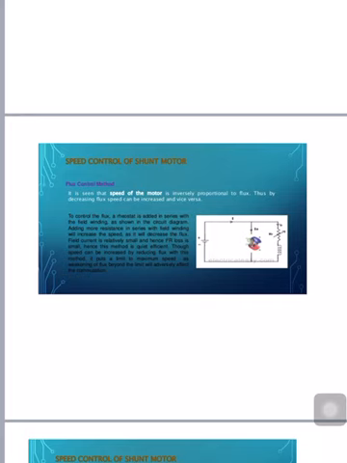To control the flux, a rheostat is added in series with the field winding. Adding more resistance in series with the field winding will increase the speed, and it will decrease the flux. Field current is generally small, and hence I squared R losses are small. So this is an efficient method, since the speed can be increased by reducing flux.